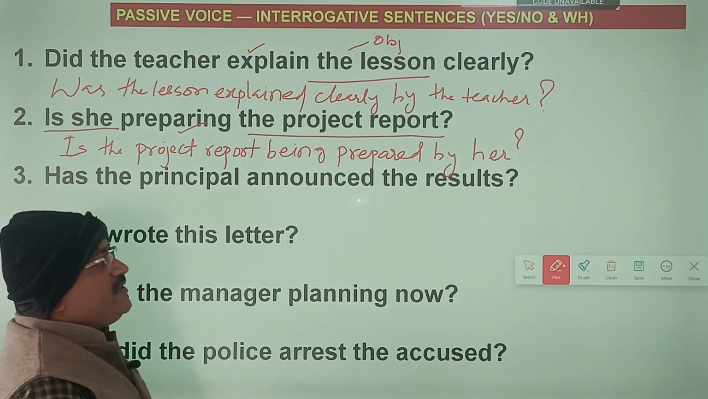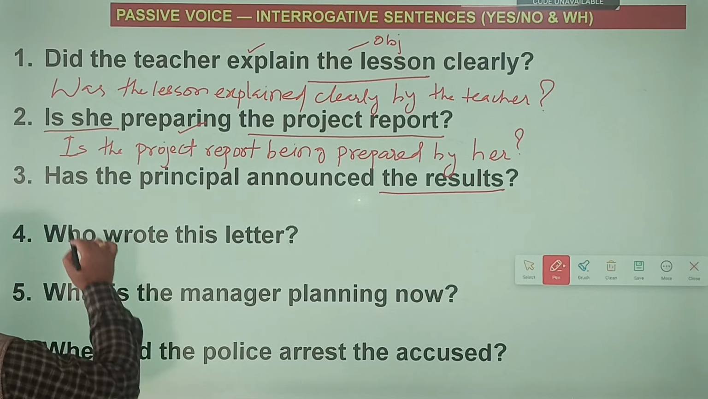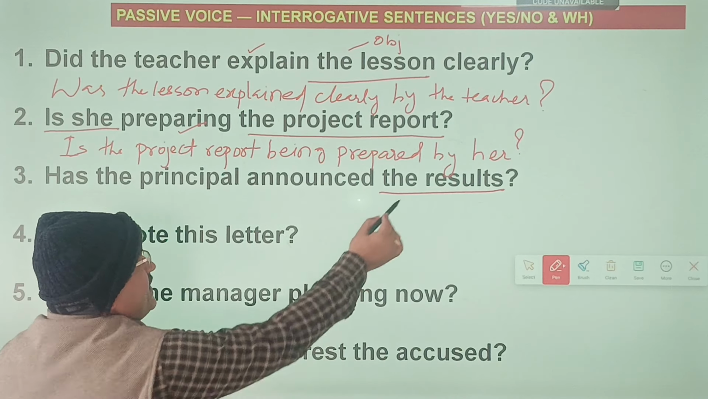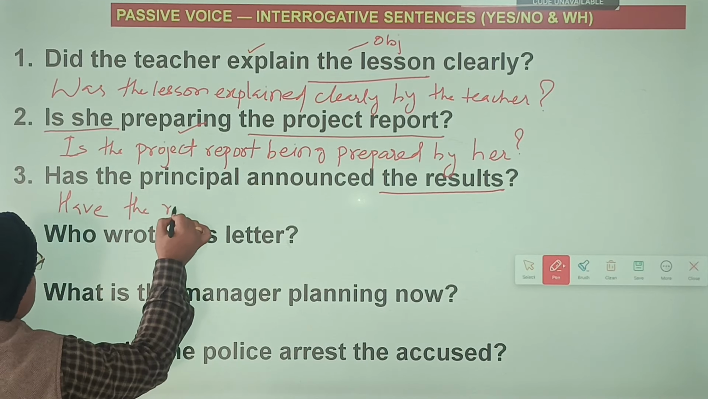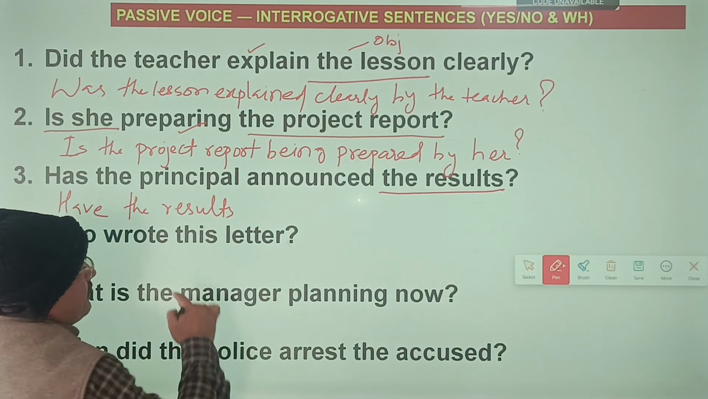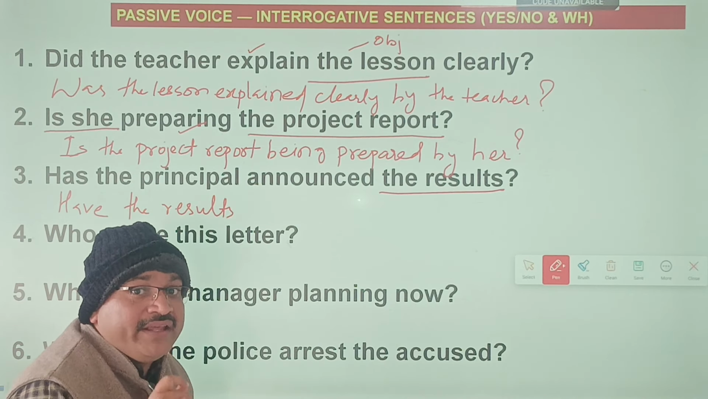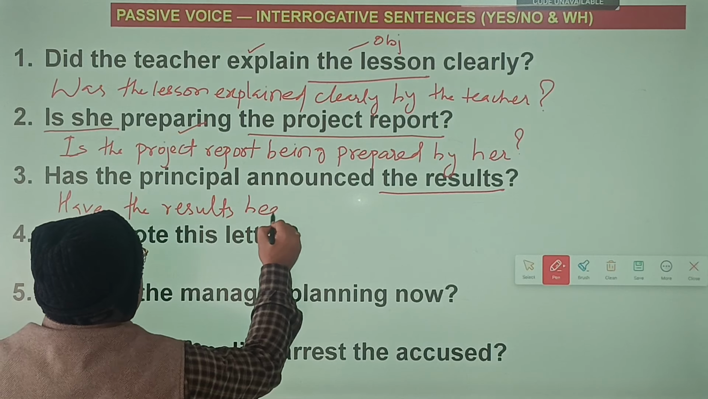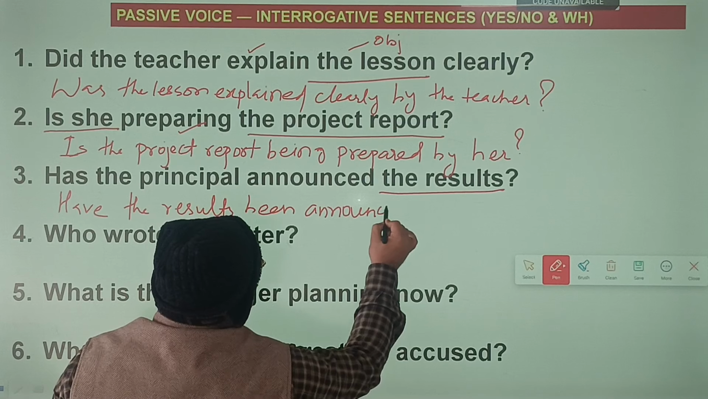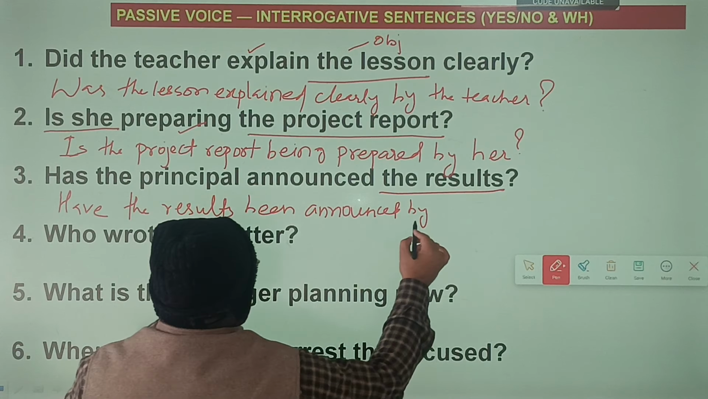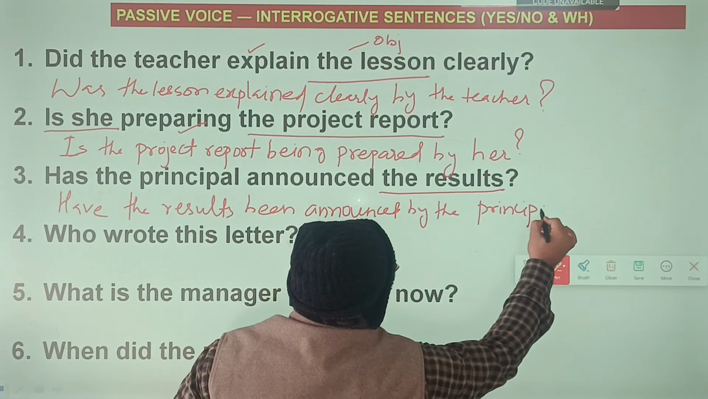Has the principal announced the results? Object here. Now object will come at subject's place. And what is the tense? Present perfect. This is plural. So have. Have the results. Remember perfect tense, what does it take? Been. B-E-E-N. Been. Have the results been announced by the principal? Yes or no?